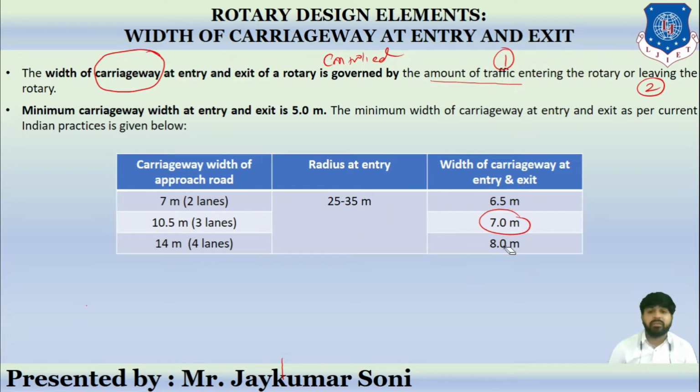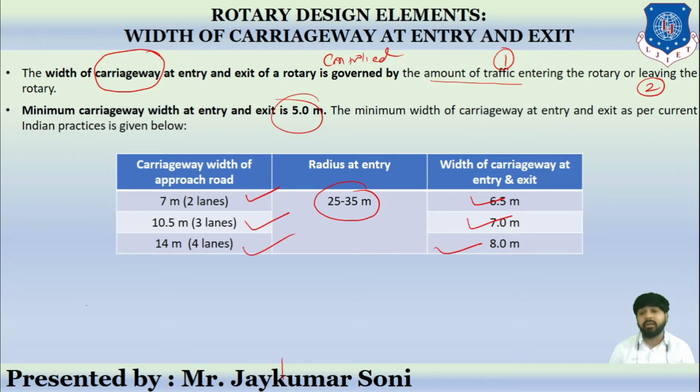So these are the criteria that we need to understand: what is the primary element that controls the width of carriageway at the entry and exit of the rotary. The element is the amount of traffic entering the rotary and the amount of traffic exiting the rotary. The minimum carriageway should be 5 meters, and it changes according to the lane requirement and radius at entry. The radius range is considered from 25 to 35 meters. If 2 lanes, then it will be 6.5 meters. If 3 lanes, then 7 meters. If a 4 lane road, then 8 meters.